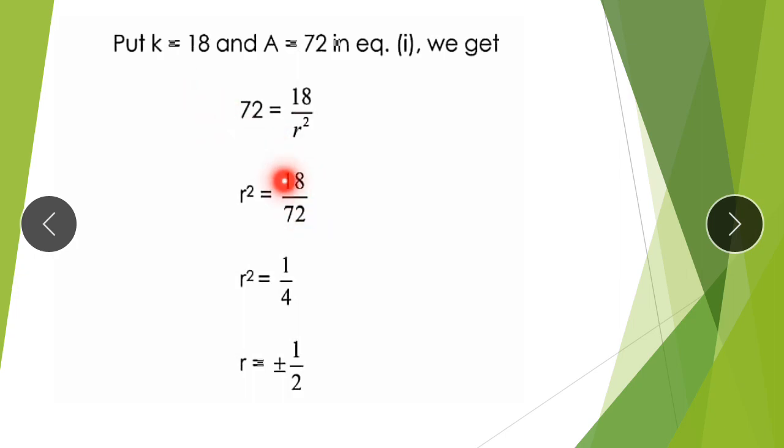72 can be written here in the denominator as it is in the numerator here. So by calculation we will get 1 upon 4. Since it is r square, you can take the square root on both sides in order to cancel the square, because you are just supposed to find the value of r. So you will have plus minus 1 upon 2.